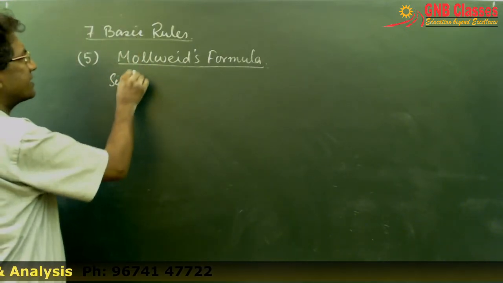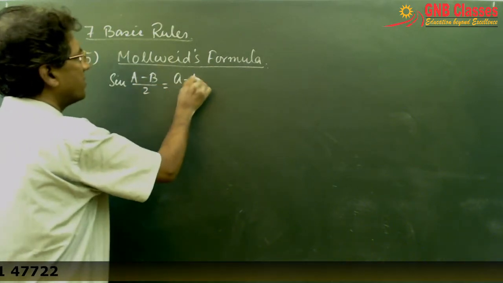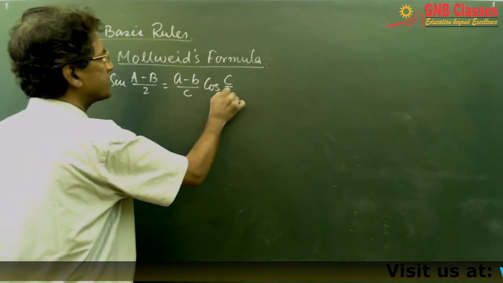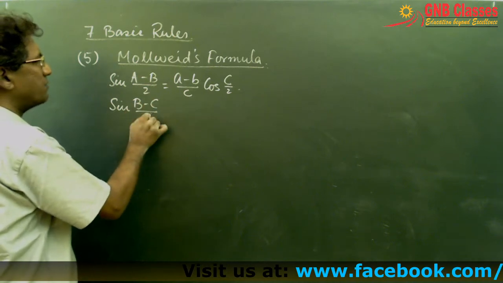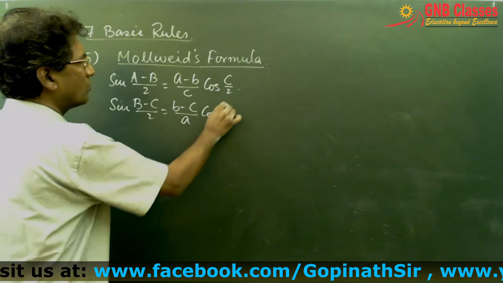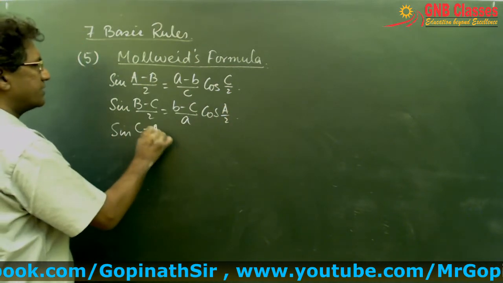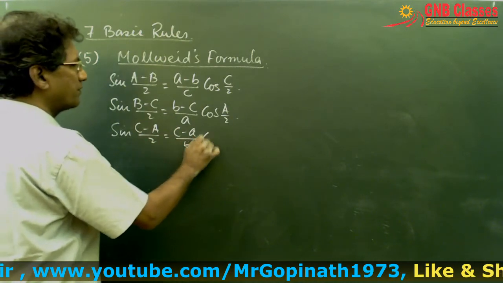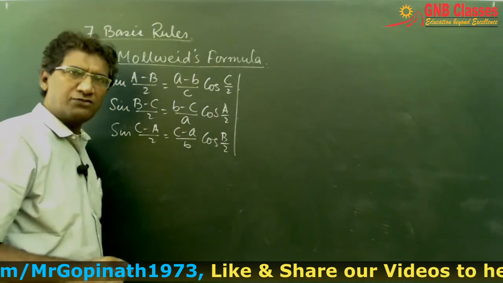The first set says that sin((A−B)/2) = ((a−b)/c) cos(C/2). Sin((B−C)/2) can be written as ((b−c)/a) cos(A/2), and sin((C−A)/2) can be written as ((c−a)/b) cos(B/2). This is the first set of Mollweide's formula.